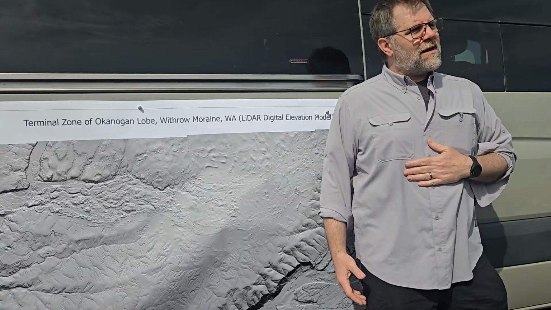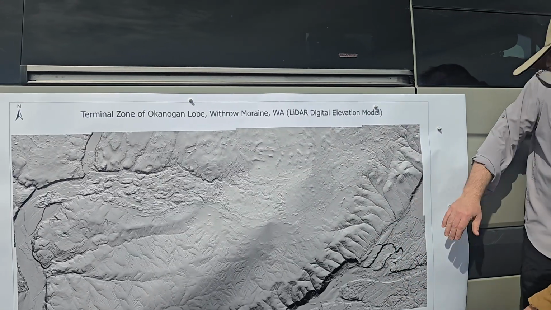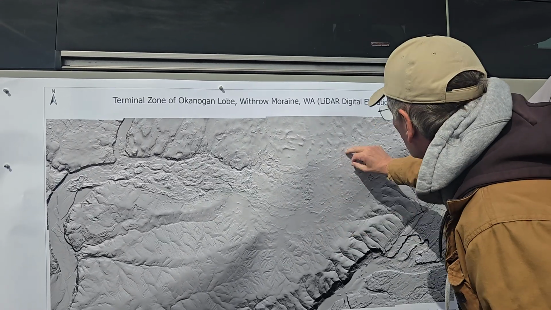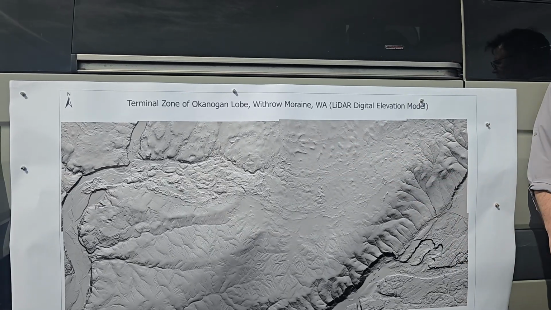With respect to those recessional moraines, even I can see 1, 2, 3, absolutely, 4. So could you work?